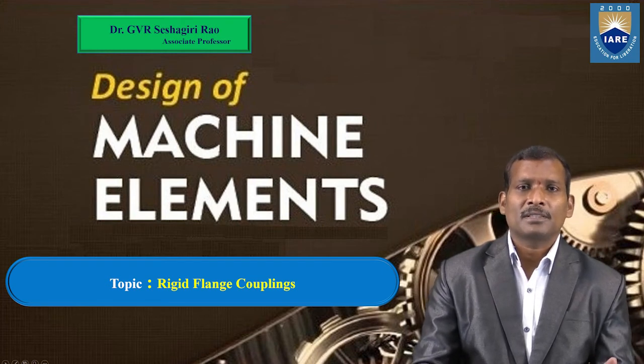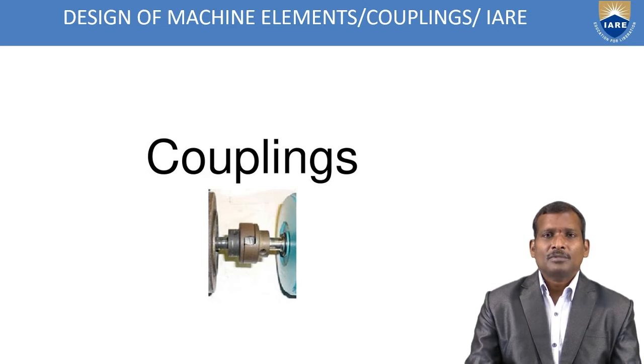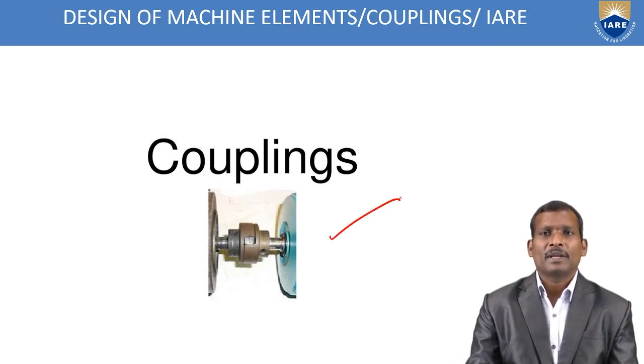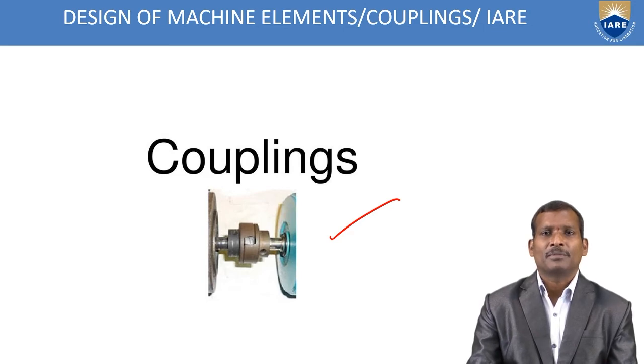So, what are the types of couplings and how to design the various couplings. Couplings are used to connect two shafts, two elements, to carry the power transmission from one place to another place. Here shown in the diagram, one drive shaft and another driven shaft are connected with the help of a coupling. Then only the power transmission can be possible from one place to another place.